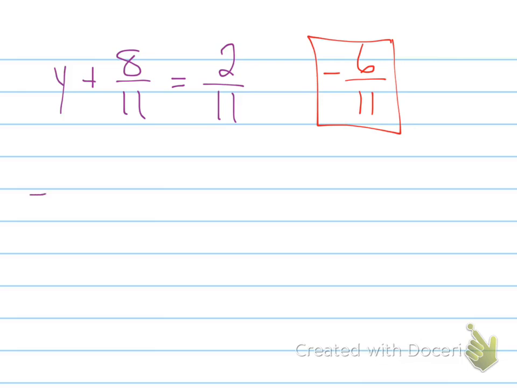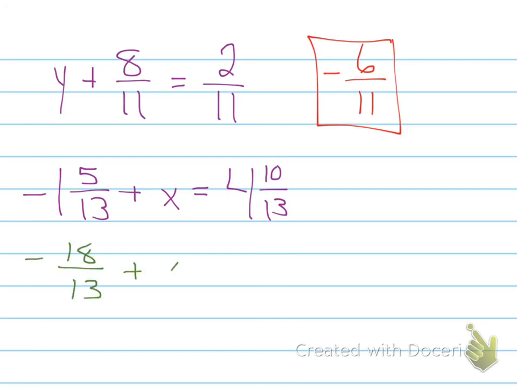All right, I want you to try this one. Now, what are you going to do first? Change it to improper fraction. So I'll do that part for you. Now you figure out -18 plus what number gives you 62? Don't say it out loud. Figure it out. Okay, it is 80.